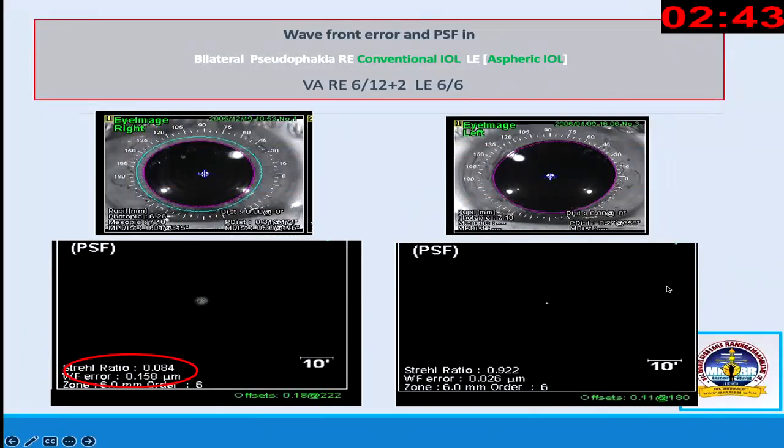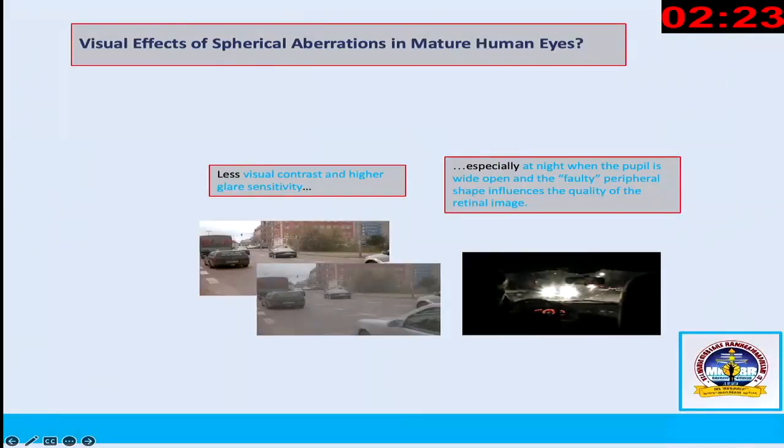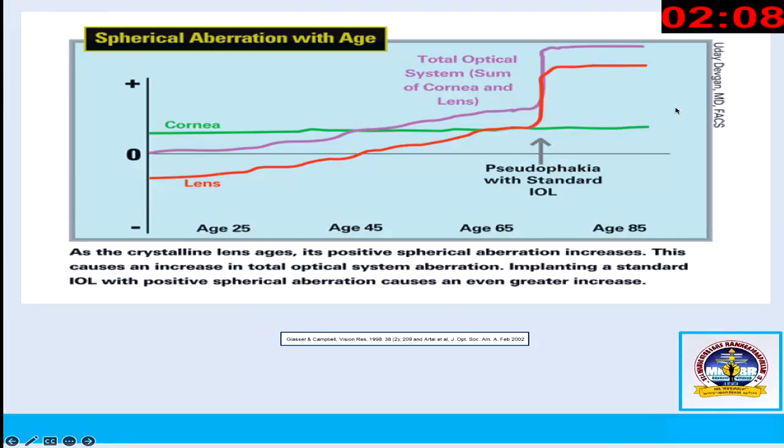So these are the two eyes of the same patient. In one eye we have put a normal IQ lens, in the other an aspheric lens, and you can see a huge difference in the point spread function. The quality of vision differs a lot, and as we all know, spherical aberrations can lead to a decrease in visual contrast and higher glare sensitivity, especially during night time driving. You can see glare and halos around the lights.